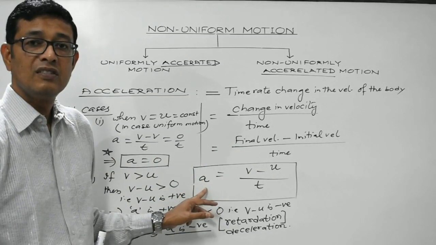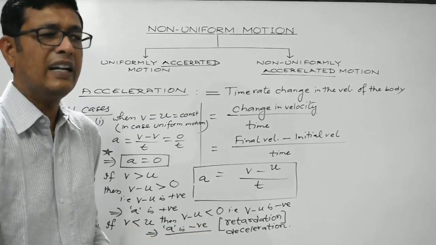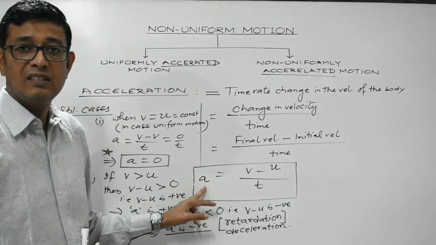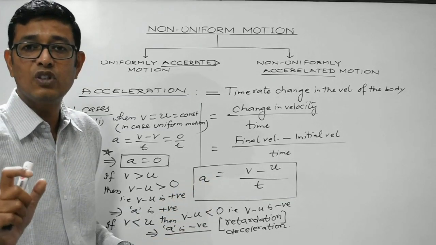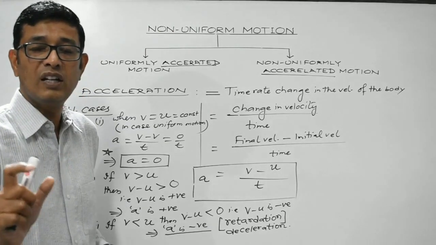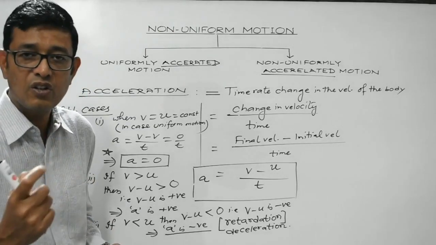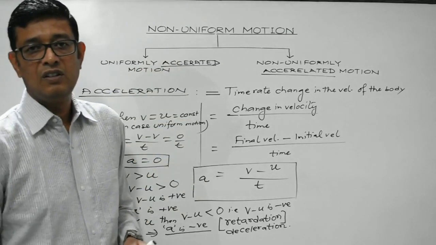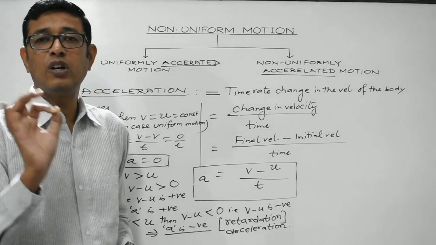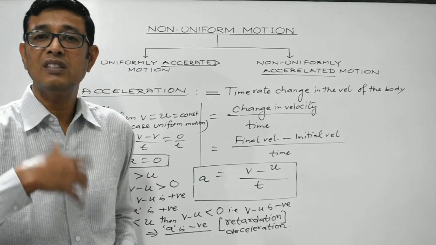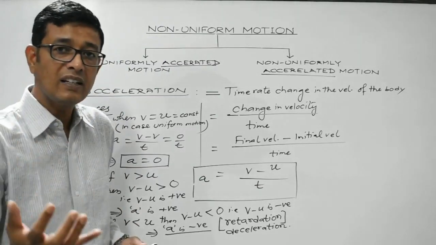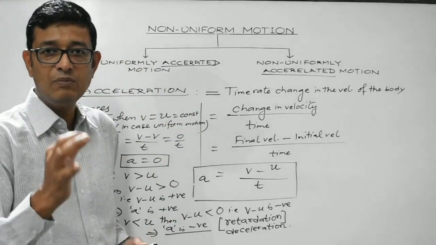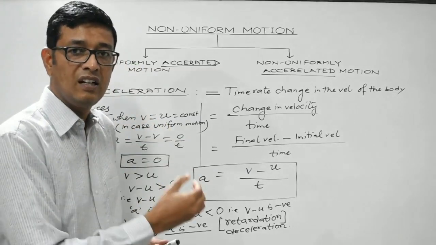So in this case, the velocity of the body will keep on decreasing and finally the body can come to rest. So when the case arises that A is negative, then it is known as the case of retardation, or deceleration. Right? So this was about acceleration. Whenever the velocity of a body changes, then the body is said to possess acceleration. And acceleration is defined as the time rate change in the velocity of the body.